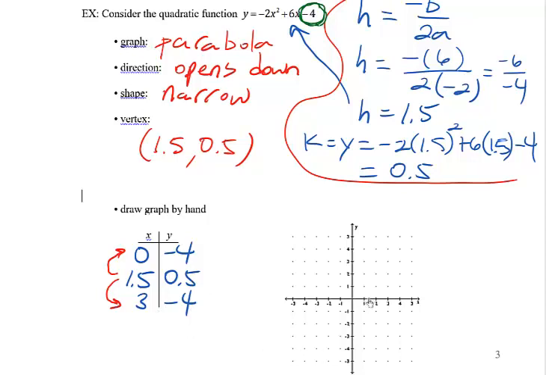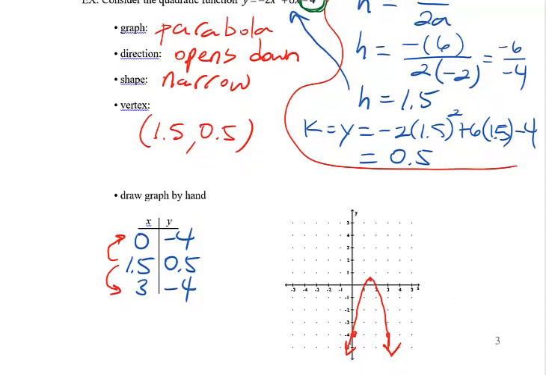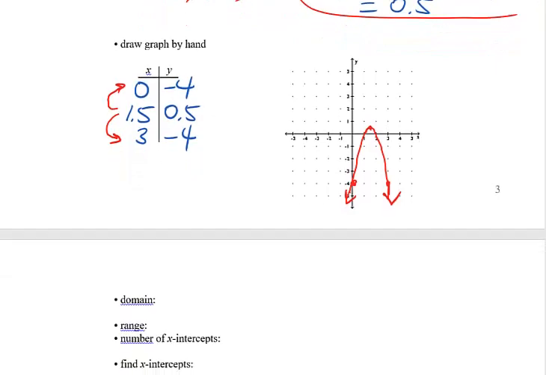Let's go ahead and mark the points on the graphing grid. So 0, -4, 1.5 comma 0.5 would be right about there, 3 and negative 4, there's the symmetry. And then connect the dots and I've got my parabola. Notice it opens down, just like we said. It's kind of on the narrow side. We've got the vertex marked, our 2 points. Everything is coming together. Let's answer a few more questions about this quadratic function.